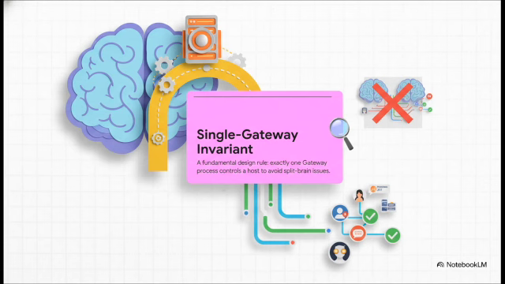Now, the whole system is built on this one critical rule, the single gateway invariant. All this really means is there's only ever one boss.